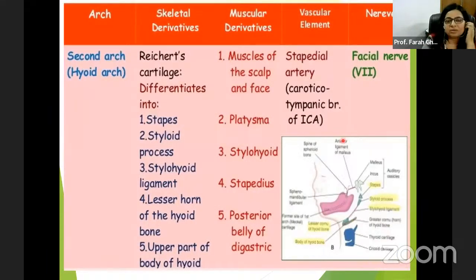Muscles of the scalp and face are basically derived from the second arch because the facial nerve is the nerve that is supplying. So muscles of facial expression are basically from the second arch. They include platysma, stylohyoid, stapedius muscle, and the posterior belly of digastric. The artery of this arch is basically the stapedial artery. Again with S, you can remember: stapes, some muscle is related, some artery is related. You can remember it like this.